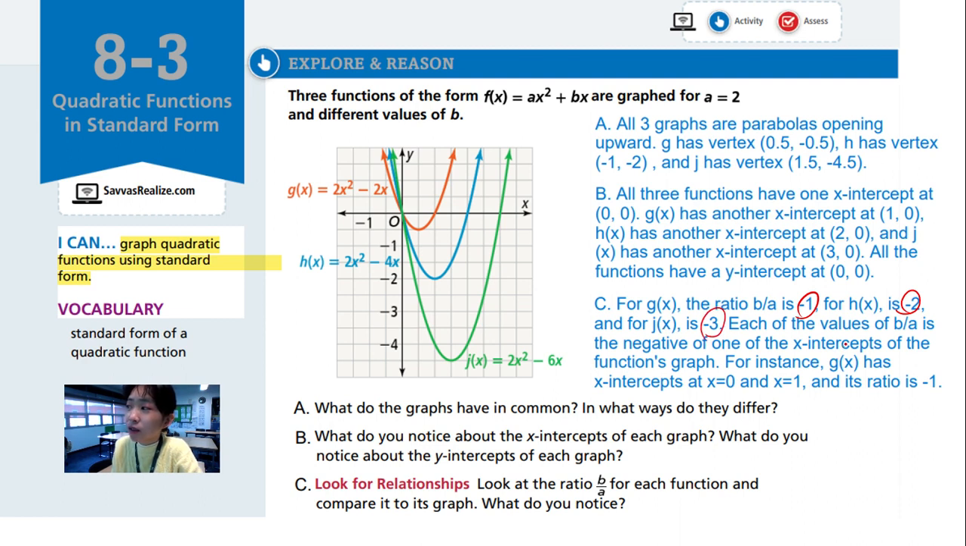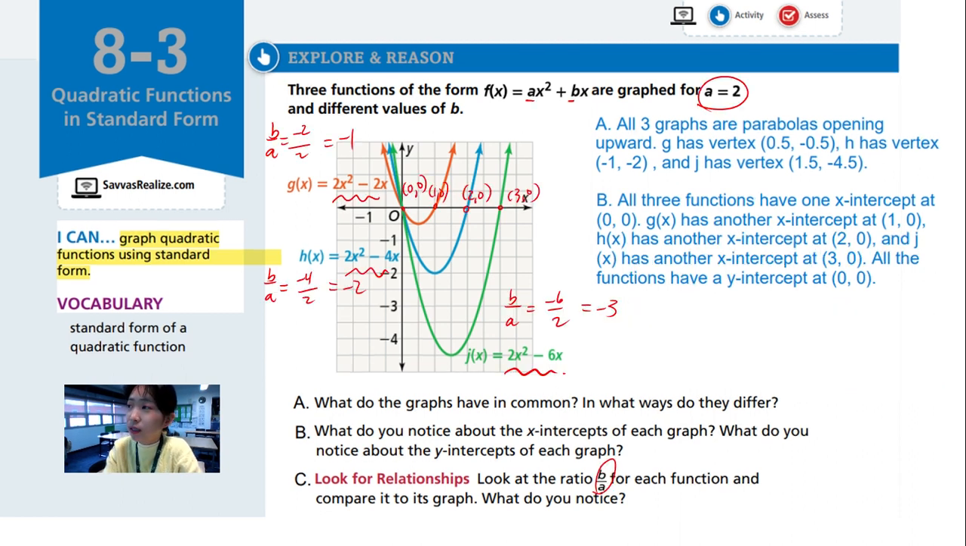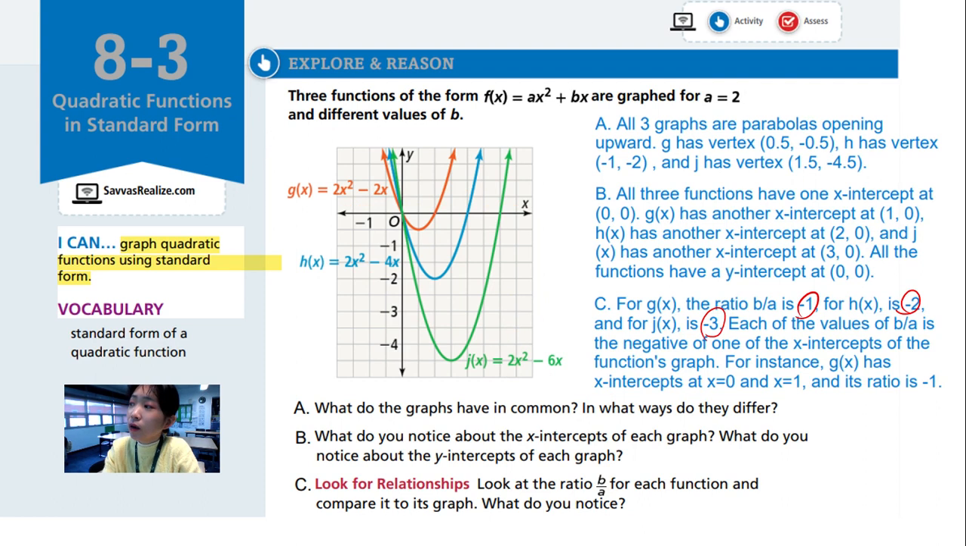Each of the values of b over a is the negative of one of the x-intercepts of the function's graph. You see that pattern? For instance, g of x has x-intercepts at x equals 0 and x equals 1, and its ratio is -1.